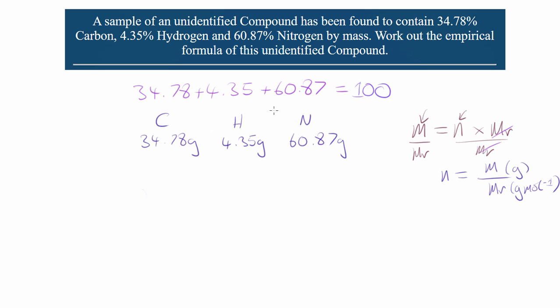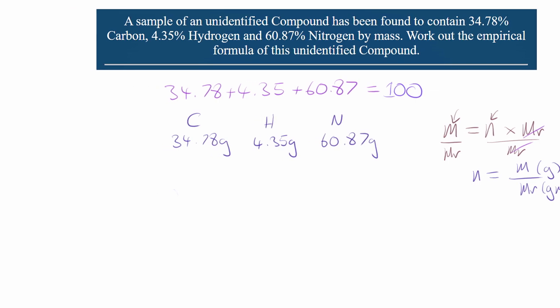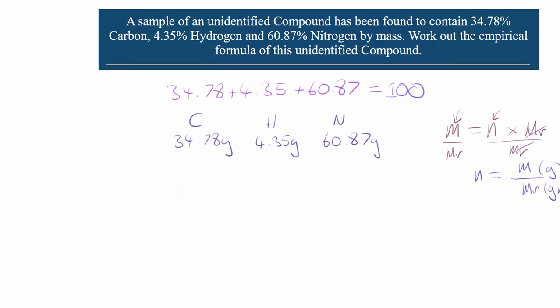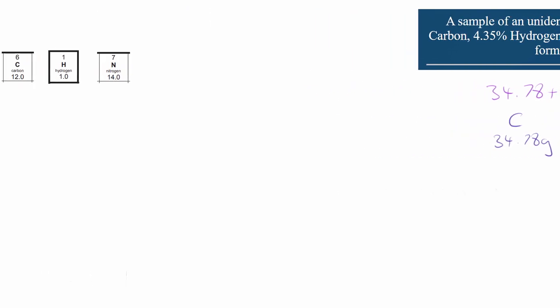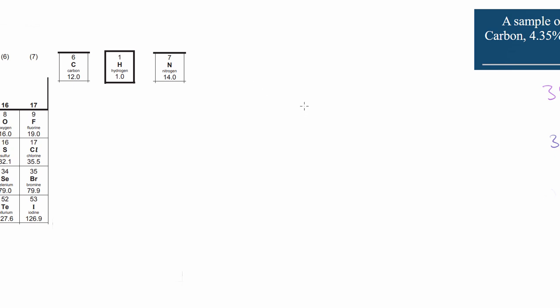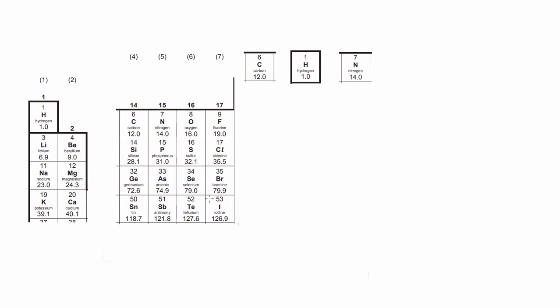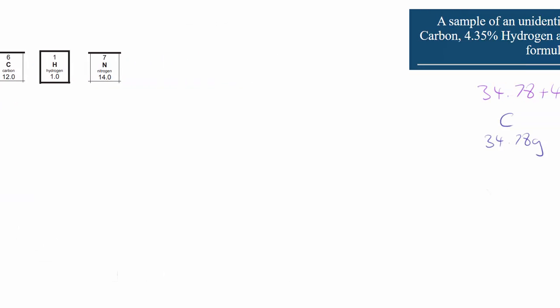Of course we can get that from the periodic table, though given these elements are quite common, you may actually already know what those molar masses are. So I'm just going to write a quick tally here. You can see here we've got carbon, hydrogen, nitrogen, right? I'm going to put these in a list effectively.